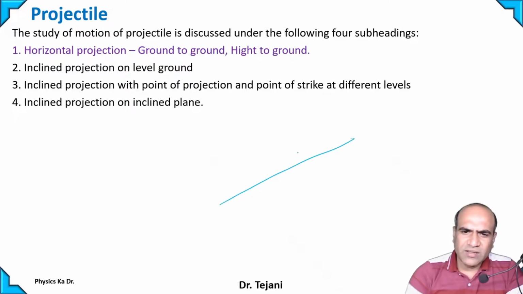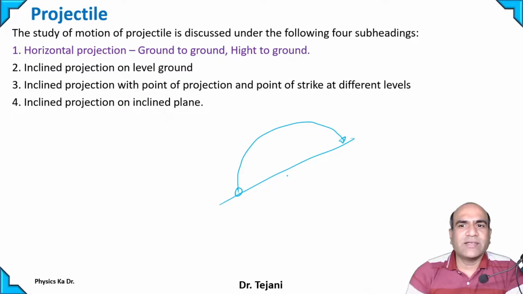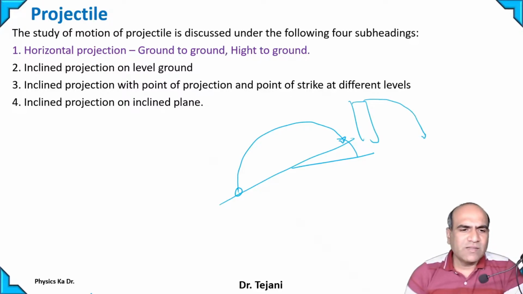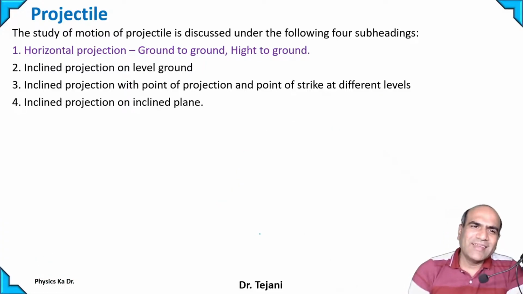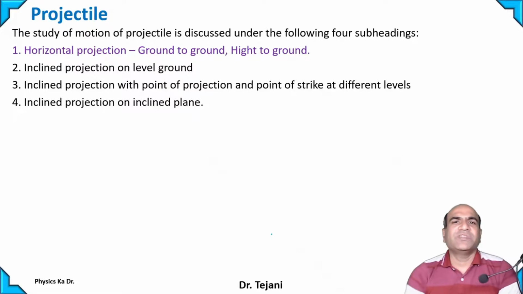So if an object is thrown and it is reaching like that, or it is reaching on the horizontal plane, or maybe an object is thrown from a building, how it behaves, all this will be studied here thoroughly. So don't worry at all. Let's start first with horizontal projection with ground to ground.